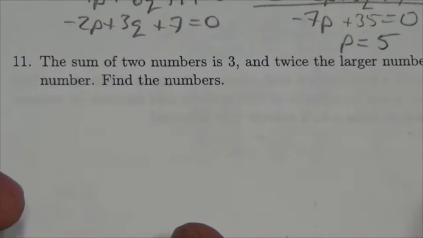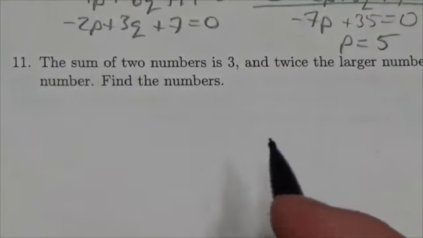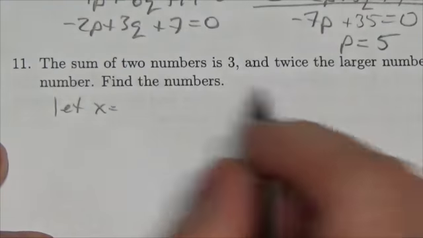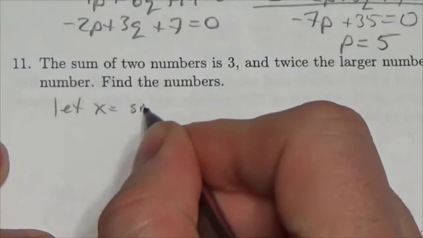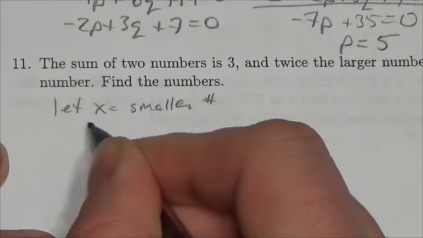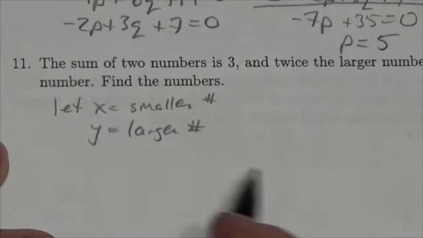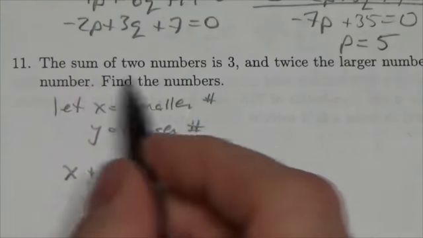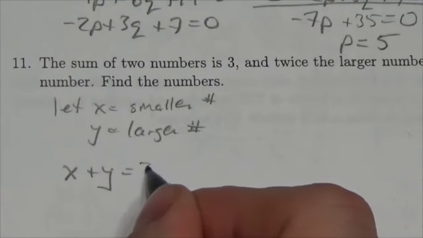phrases in these problems tend to be equal to equations, okay? So for example, the sum of two numbers is 3. Okay, let's deal with that. But first of all, we have to introduce some variables here. So let's let x equal, and I saw some references to smaller and larger numbers here. Let's let x equal the smaller number. We'll let y equal the larger number. Okay? Now, the sum of two numbers, x plus y, equals 3.